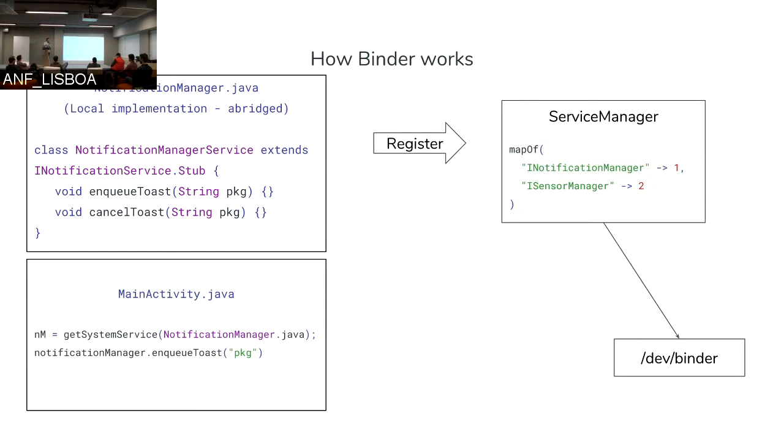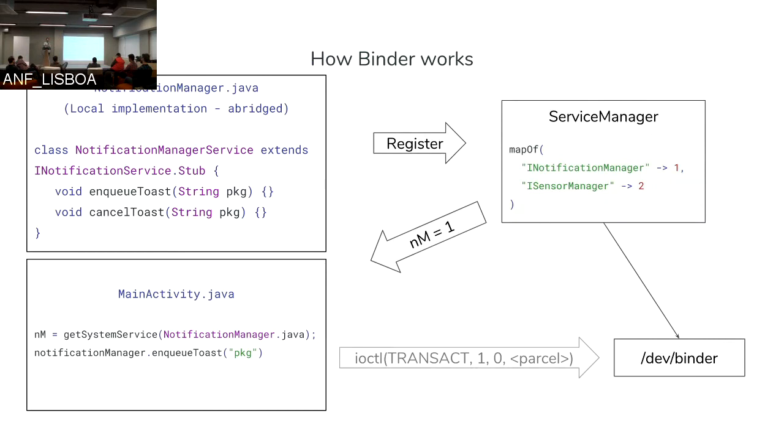Then from your activity, when you want to get a notification manager, you just call get system service, which at some point queries the service manager for the ID of that Binder interface. It wraps it in a notification service stub. And then what your app eventually does is call this IOCTL with a transact method. Don't worry if you don't get this. This is really low level. I made a huge jump here because I don't have infinite time and everyone wants pizza.